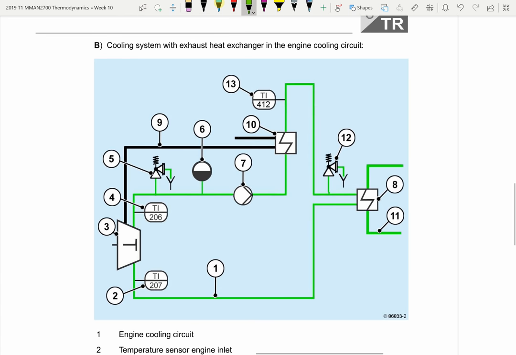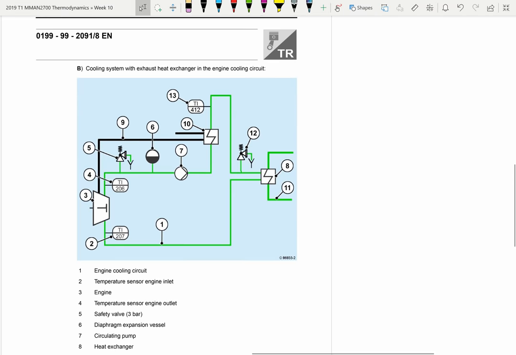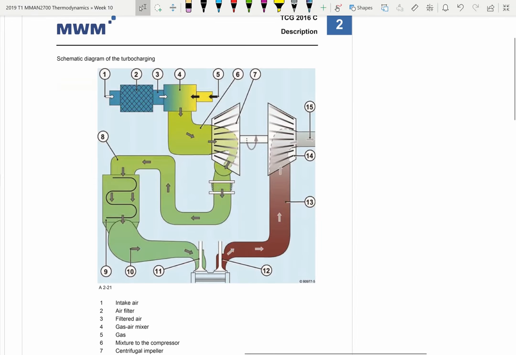So this shows the coolant coming in to the engine, going through a temperature gauge, going through the engine. All the parts are listed here. Going through the engine, there's a pressure relief. So if the pressure goes above 3 bar, it'll vent some of that to drain. The pump is at 7, and there's an exhaust stream. So it's getting heated again by the exhaust stream before going to the heat exchanger. So that information is there.